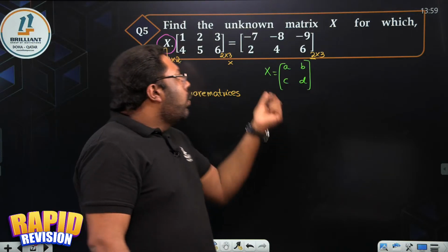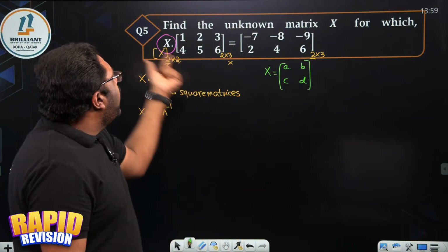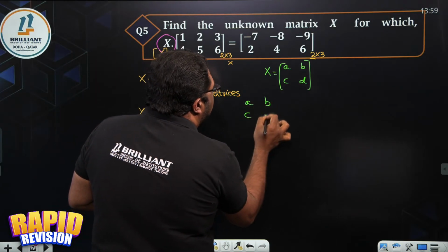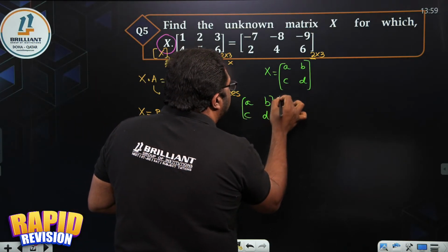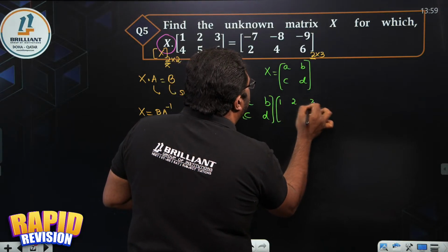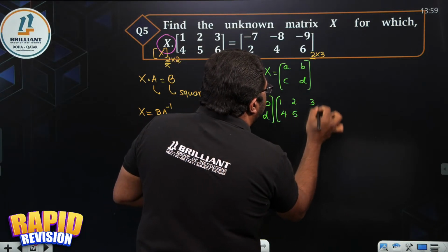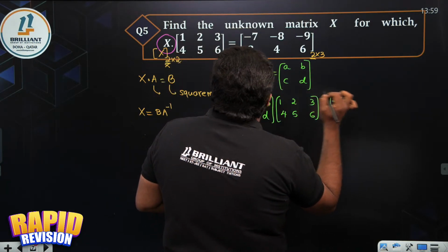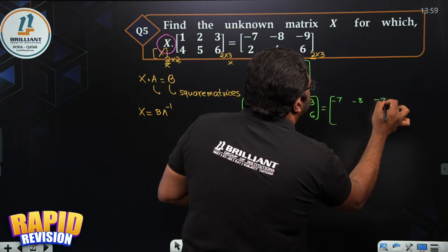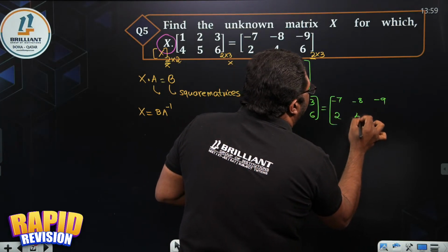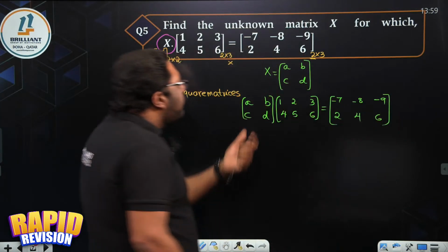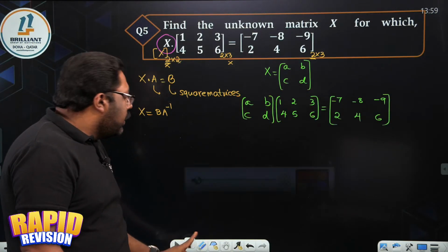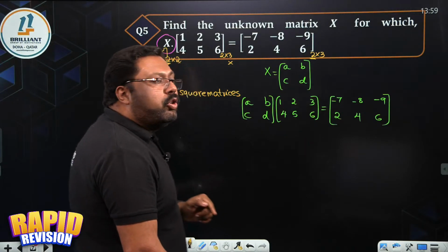Got it? So we're going to be trying to multiply this ABCD with that. Yes? So ABCD is multiplied with 1, 2, 3, 4, 5, 6 is equal to minus 7, minus 8, minus 9, 2, 4 and 6. I'm trying to find out 4 unknown values of ABCD. And I believe you know how to multiply two matrices.